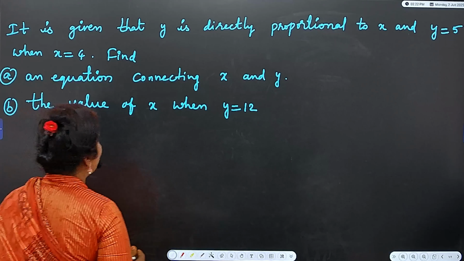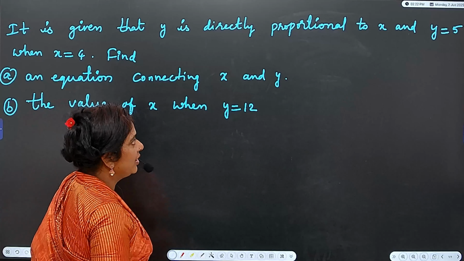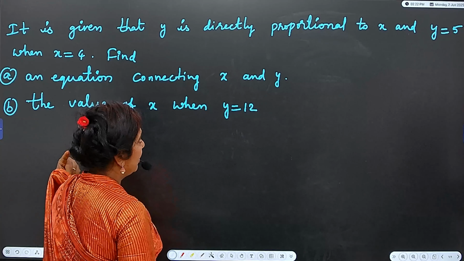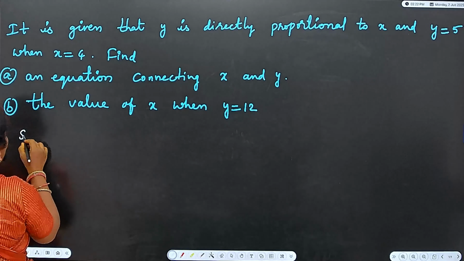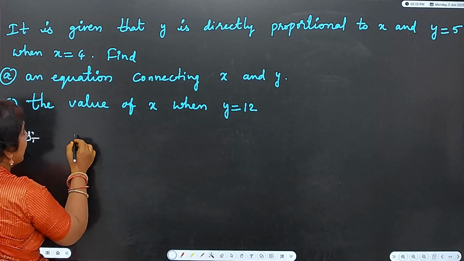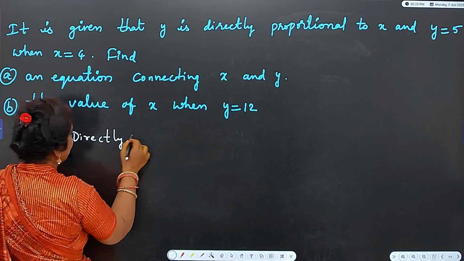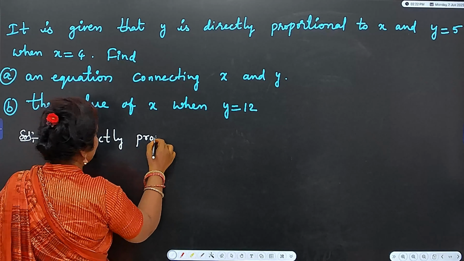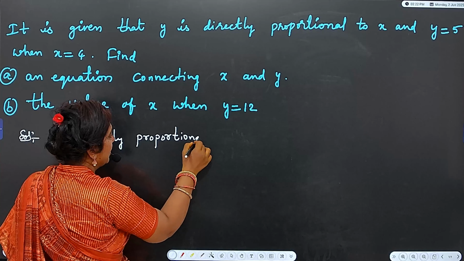Hi Chetan, it is a question related to direct proportion. You have a doubt, and I want to clear it. First we will explain and recall direct proportion. Directly proportional means the two variables are in the same ratio.